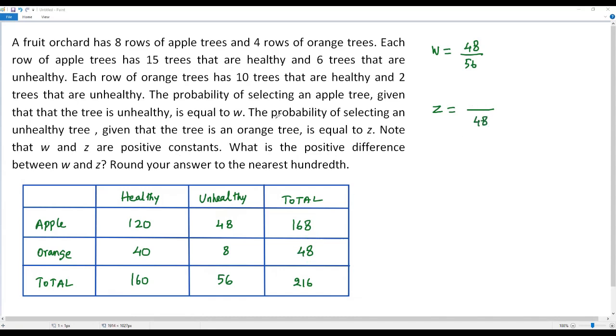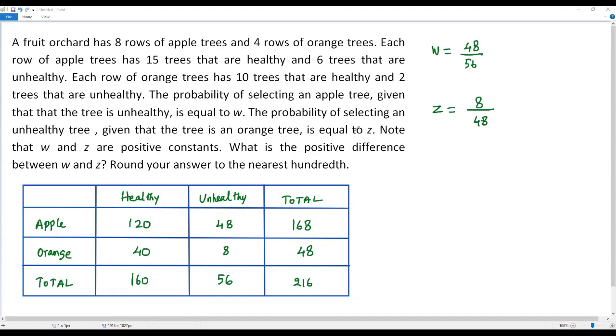Now let's consider the probability we have over here. The probability of selecting an unhealthy tree. Since we have the probability of selecting an unhealthy tree, in these 48 orange trees, we have to consider the number of unhealthy trees. In these 48 orange trees, the number of unhealthy trees is 8. So this 8 should be written in the numerator. So this is the probability of selecting an unhealthy tree given that the tree is an orange tree. So that is equal to Z.